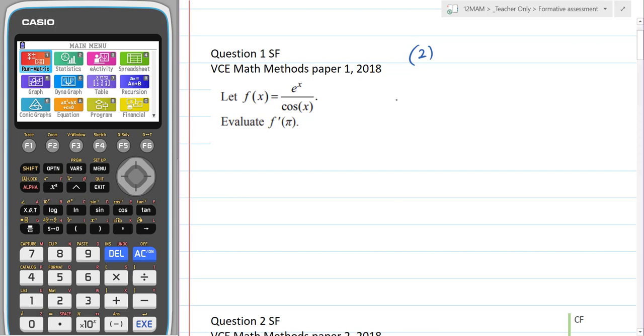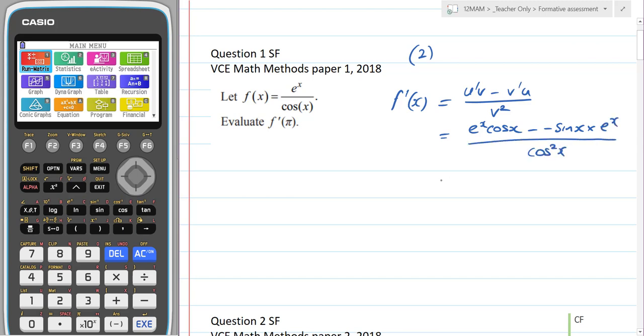So I'm going to do the derivative first. f dash of x will equal u dash v minus v dash u over v squared. It's only worth 2 marks, so I'm not going to muck around with this. u is my top one, so u dash is e to the x, v is cos x, minus v dash is negative sin x, times u, which is e to the x, all over cos squared x, and this is equal to e to the x out as a common factor, cos x plus sin x, all over cos squared x, and f dash of pi, yes, it should be plus, sorry.